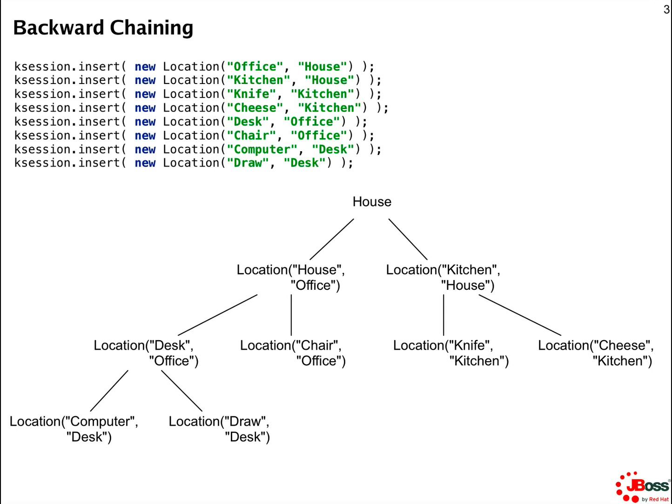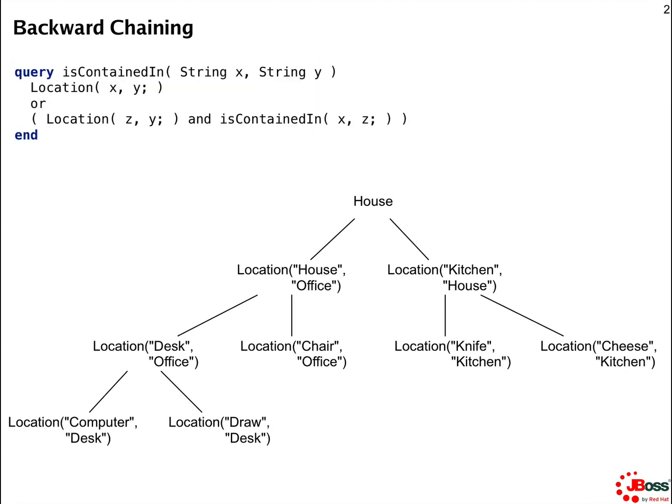So first we create the Java code, and the Java code inserts each of the locations. The location class is very simple. It has the item and where it's located. So the office is in the house, the kitchen is in the house, the knife is in the kitchen, and so forth. You can see the graph there representing that. Notice, compared to the previous graph, there is no key in the drawer, and that will become obvious why that's relevant later. We then define a query.